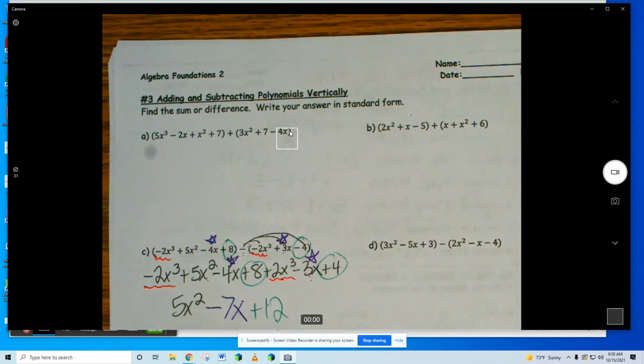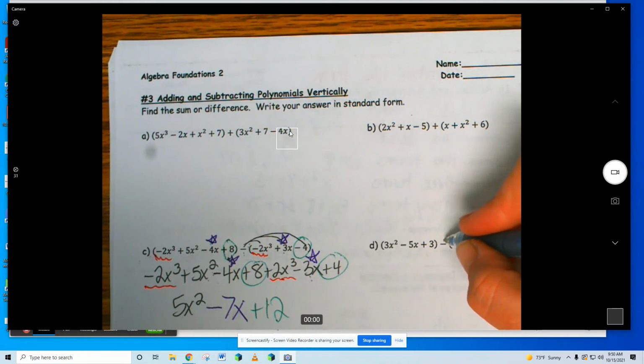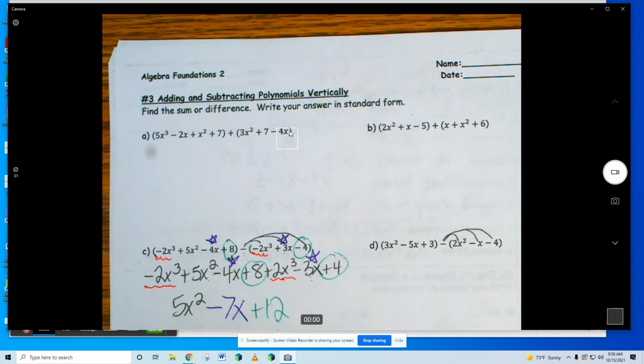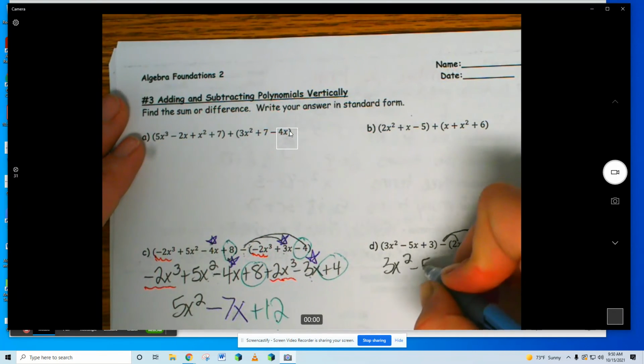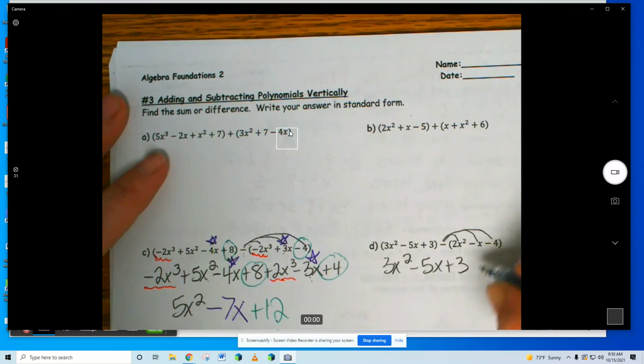So I'm really, really paranoid about the fact that when you have a subtraction sign in the middle, you have to distribute this negative sign. Have to. 3x squared minus 5x plus 3.